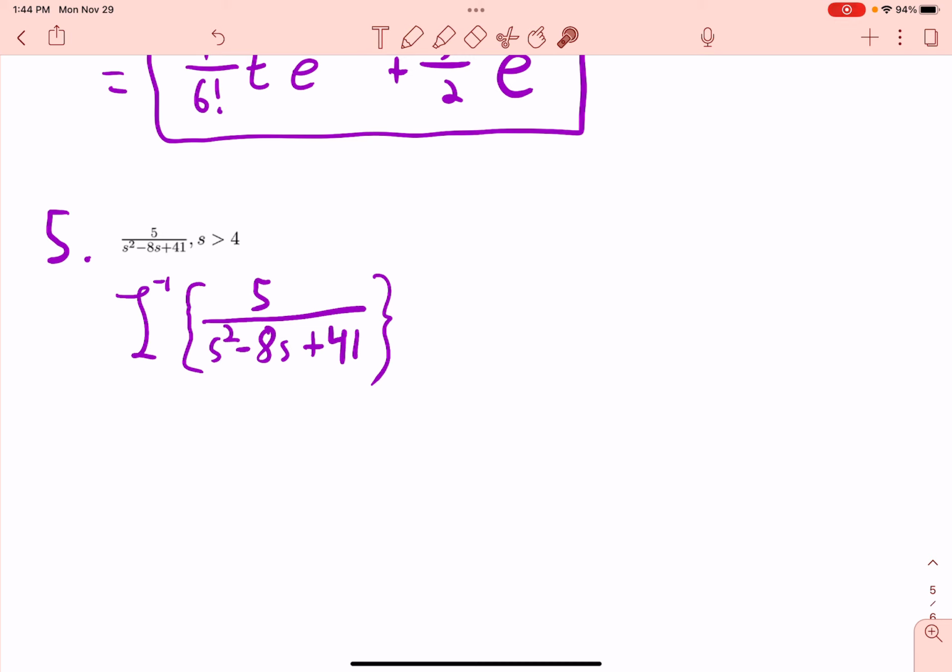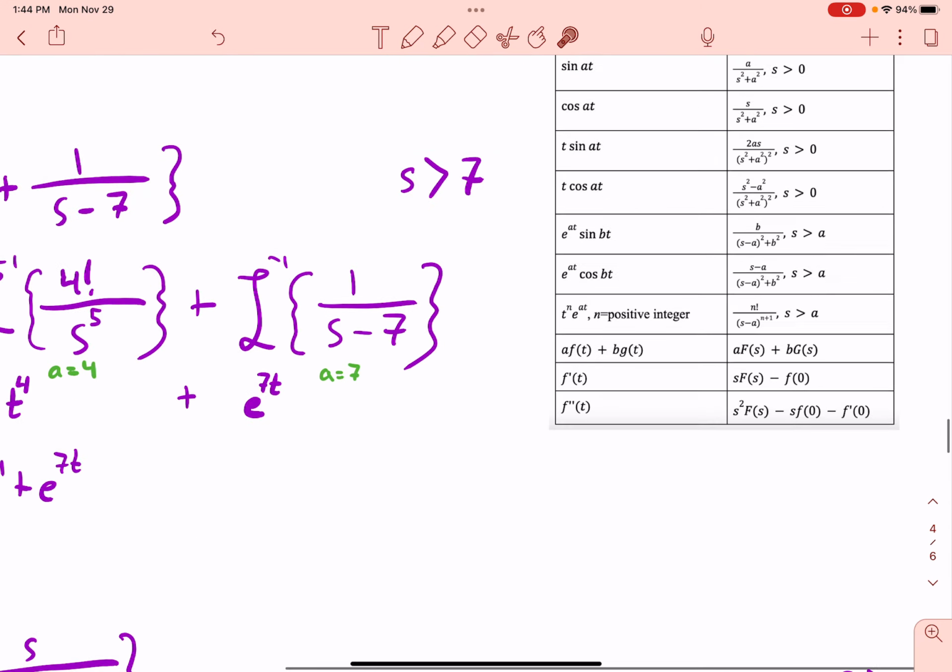In addition, on the bottom, we have s squared. And then we have minus 8 times s. That's a little odd. I haven't seen something on the bottom with just a plain s as well as an s squared in it. But maybe there's something in our table that fits. And then plus 41. So it looks like on the top a constant, and on the bottom it's a quadratic, as squared plus bs plus c, something like that. Let's go ahead and take a look at this over in the table.